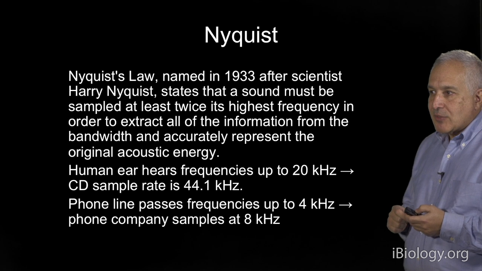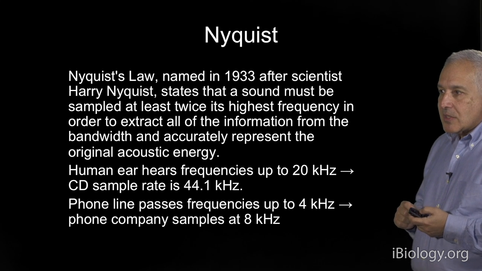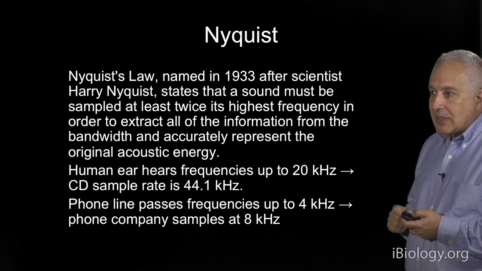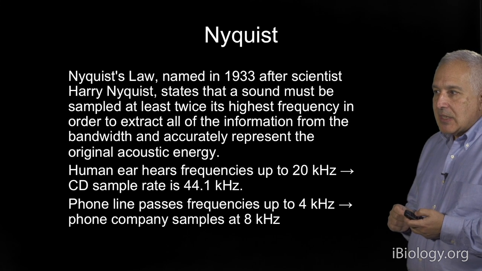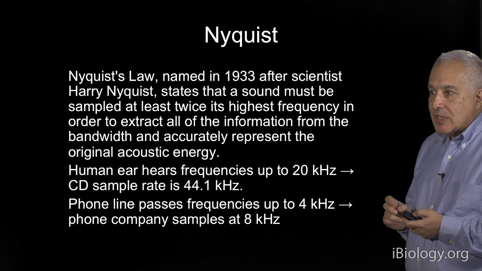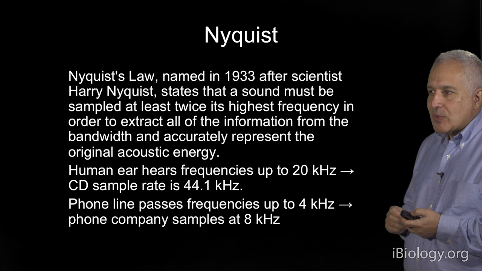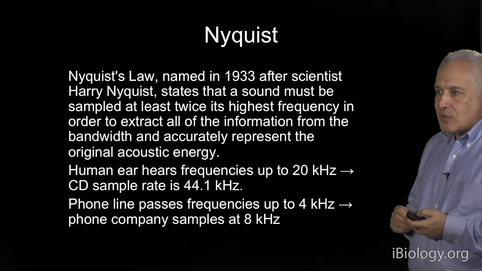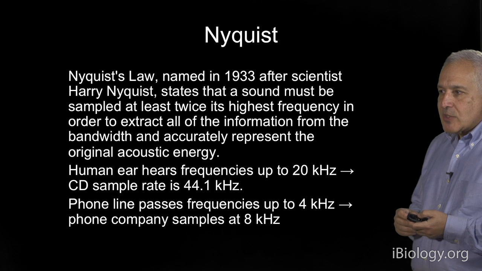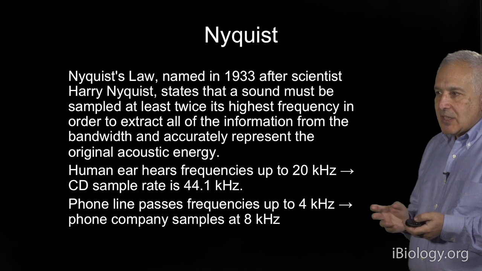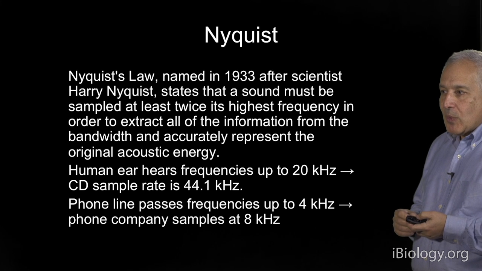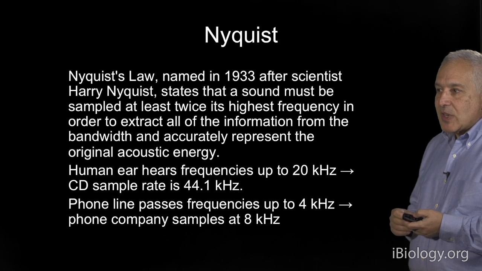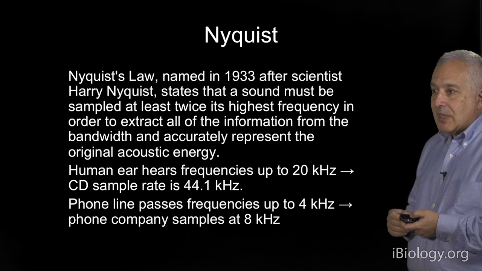Nyquist was named after a scientist, Harry Nyquist, who stated that sound must be sampled at least at the highest frequency in the sound times 2. So it must be sampled at twice the highest frequency to extract all the information from the bandwidth and accurately represent the original acoustic energy. For example, the human ear hears frequencies up to 20 kilohertz, so a CD, if you have one, will sample at 44.1 kilohertz, so that you can hear that 20 kilohertz clearly. Phone lines pass frequencies up to 4 kilohertz, so phone companies sample at 8 kilohertz.